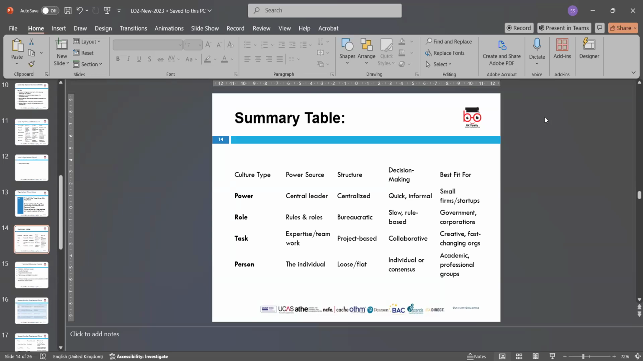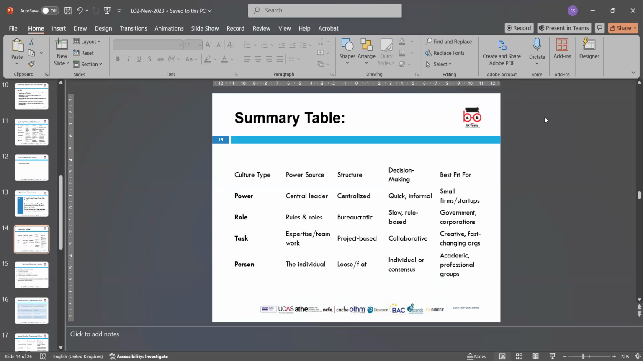So expertise, team, and task based is where it is based on teamwork. The power is given to the different teams, and the power is coming from the expertise. The people who are more expert have more power, and they focus mainly on finishing the work. Such a culture prevails in project-based organizations, and decision making is collaborative, because in project-based organizations, mostly people are working in teams, and the teams make the decision collaboratively. It is very suitable for creative and fast changing organizations.